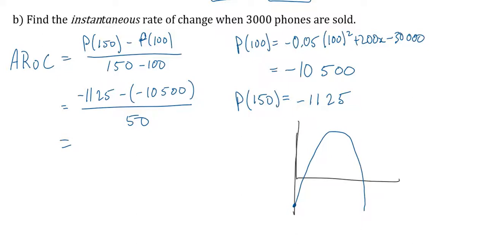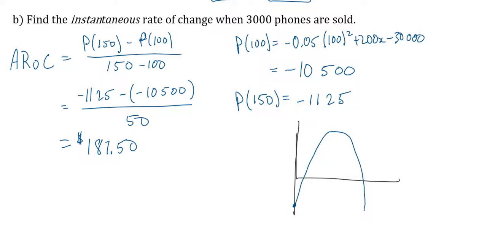Wait, haven't they lost more money after they sold more phones? No, this is for 100, this is for 150. So this is their profit at 0. This is their overall profit at 100, and this is their overall profit at 150. So they're less in the hole, so they've made money. And it works out to 187.50.